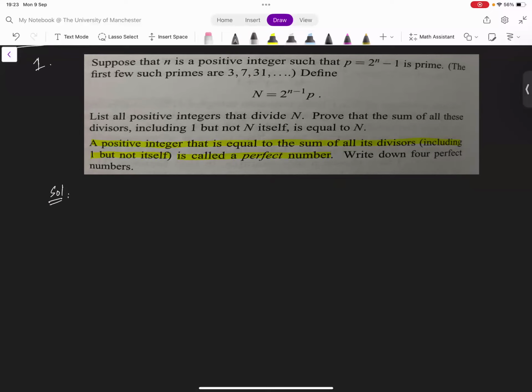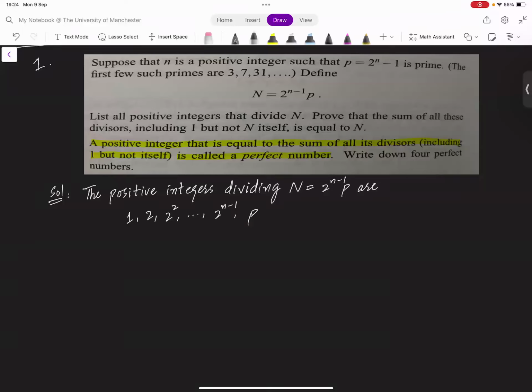So the positive integers dividing N, which is 2 power n minus 1 into p, are 1, 2, 2 power 2, up to 2 power n minus 1, and p, 2p, 2 power 2 p, up to 2 power n minus 1 times p. So these are all the divisors of N.